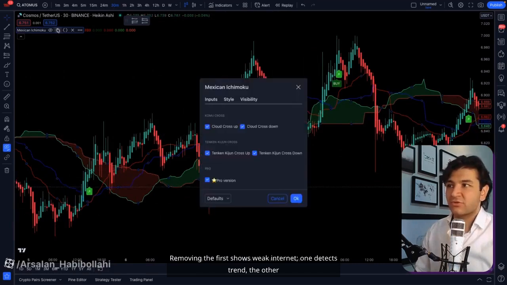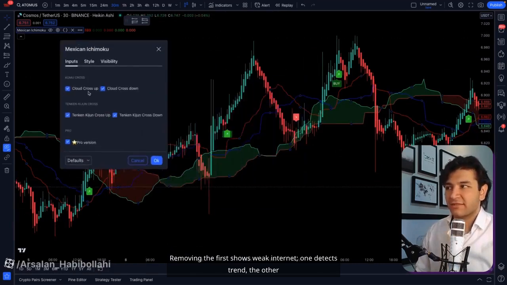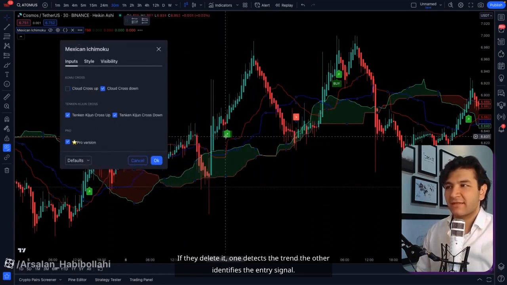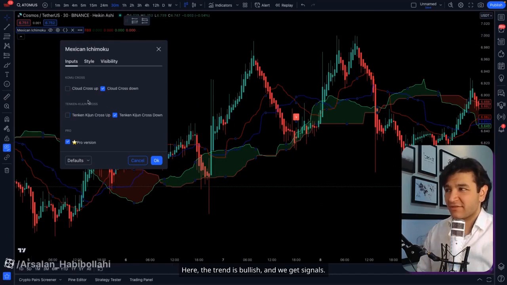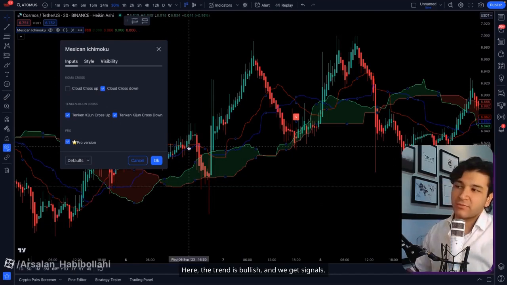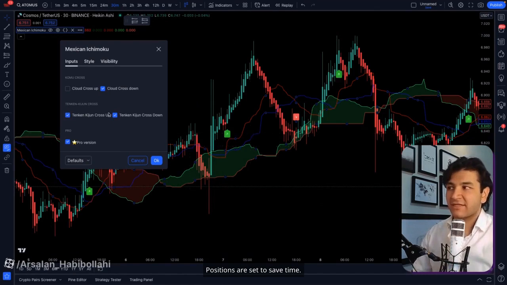Removing the first shows a weak signal. One detects the trend, the other identifies the entry signal. Sometimes they overlap, creating a strong signal. Here, the trend is bullish, and we get signals. Let's review the last 10 days. Positions are set up to save time.